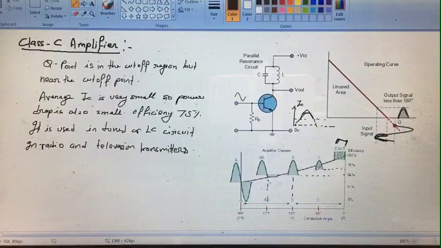So we have discussed in this lecture the types of transistor amplifier, in which we have dealt with the class A, class B, class AB, class C amplifier with their efficiency and the discussion on the selection of their operating point. So in our next lecture we will discuss the common base and common emitter amplifier. Thanks for being with me.